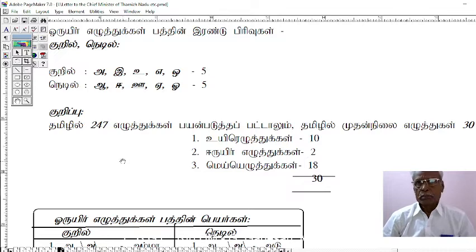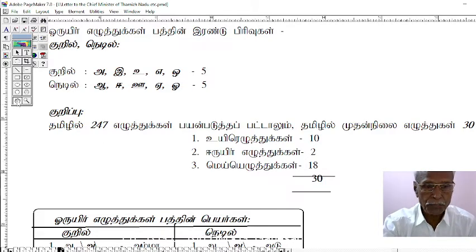Thus, in Tamil, there are 247 letters known as pure vowels 10, diphthongs 2, consonants 18, compound letters 216 and special letter 1.